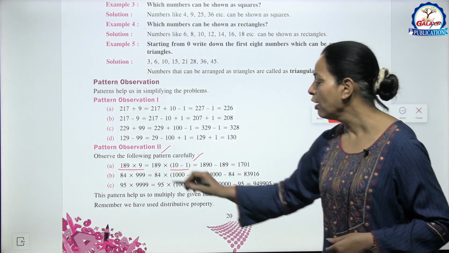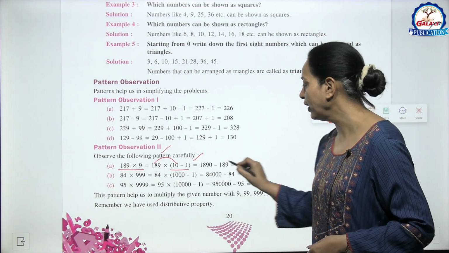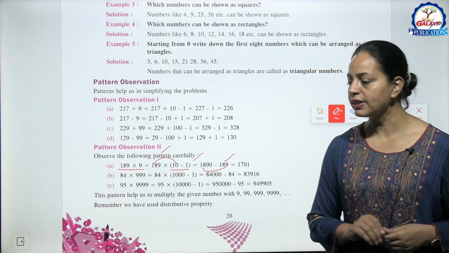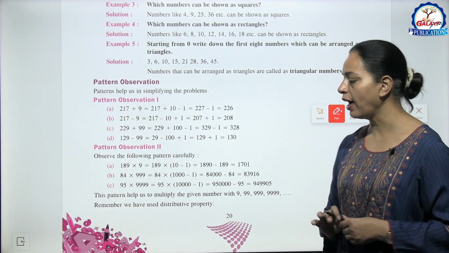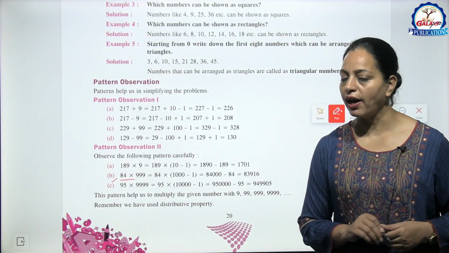Now multiply 189 into 10 minus 189 into 1. So you will get these two numbers, subtract them. Answer is 1701. Now see the B part, 84 into 999.